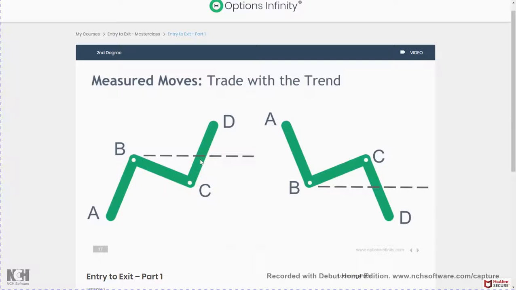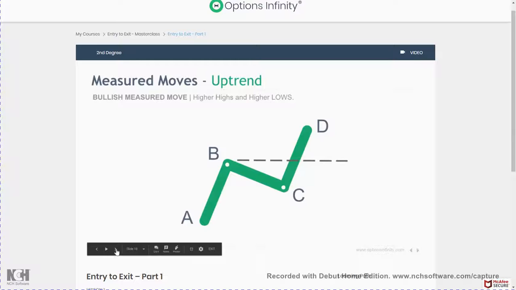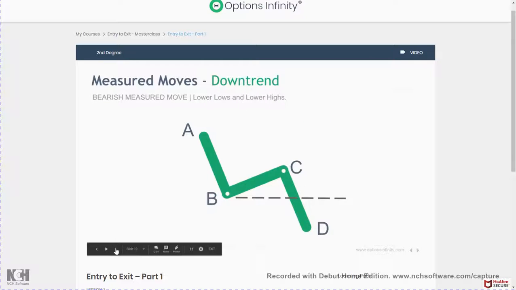This is true if it's going down. You can see it go down, it pulls back, and then it continues on. It makes a lower high and a lower low. These are the classic definitions of an uptrend using the bullish measured move, higher highs and higher lows, or a downtrend using the bearish measured move, where you have lower lows and lower highs.